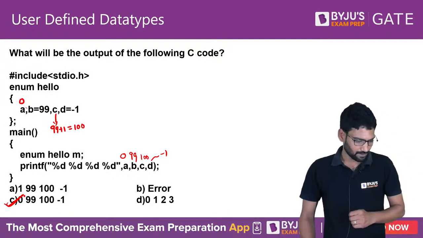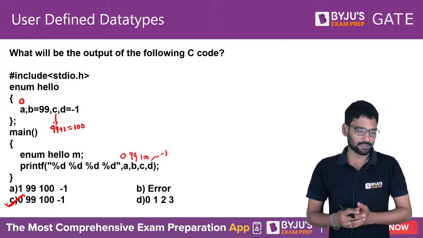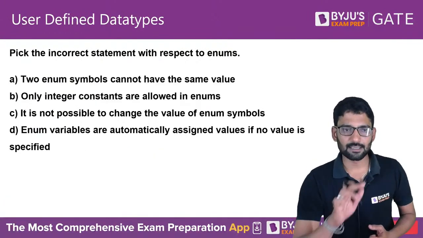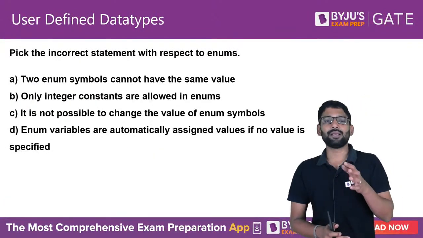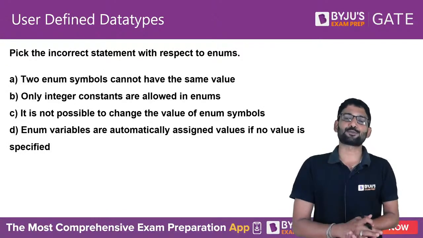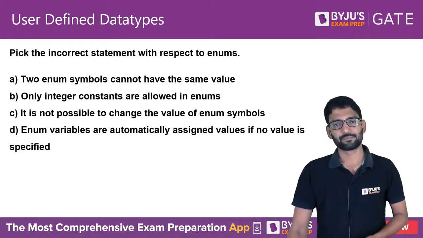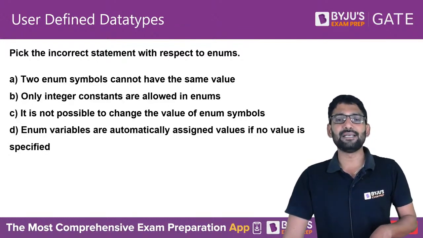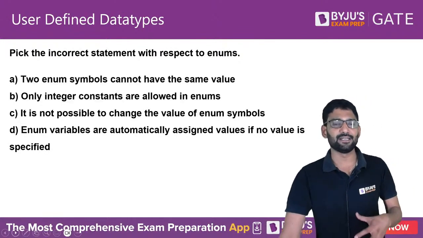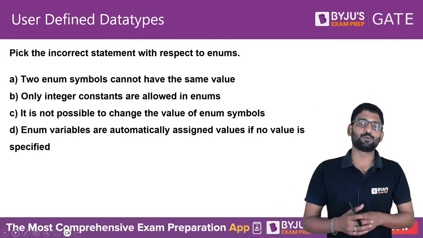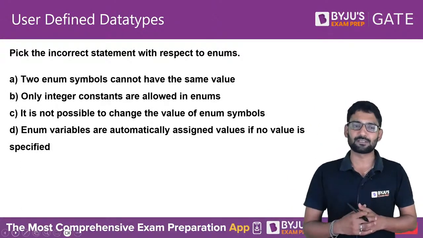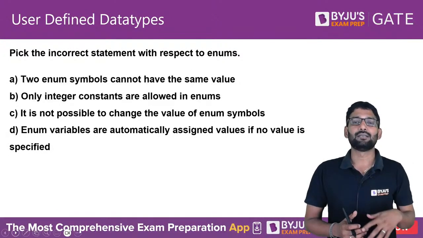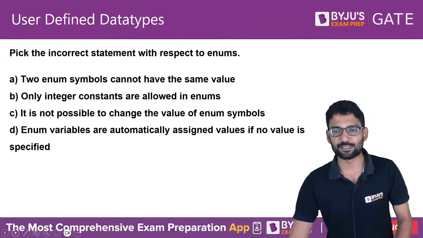Correct. Shyam, Swati, Trivikram, you people are correct. Very good. Now, answer this question. Pick the incorrect statement with respect to enums. Two enum symbols can't have the same value. Only integer constants are allowed in enums. It is not possible to change the value of enum symbols. Enum variables are automatically assigned if no value is specified.